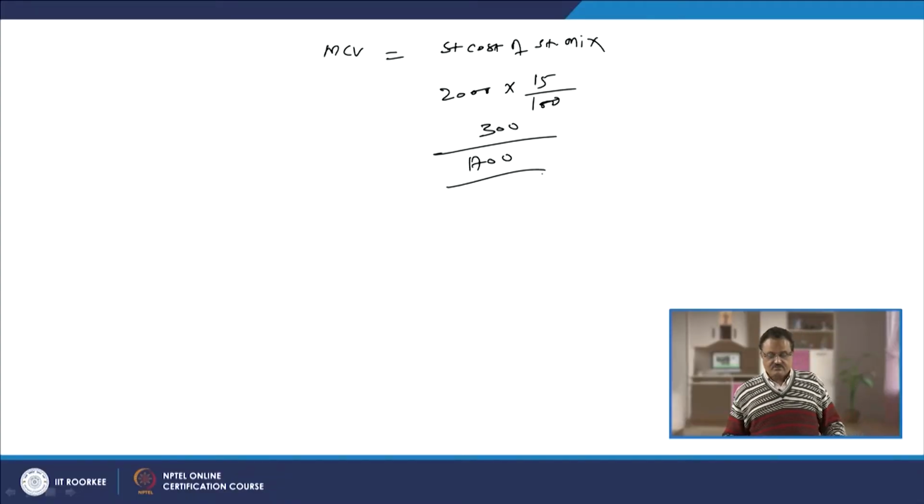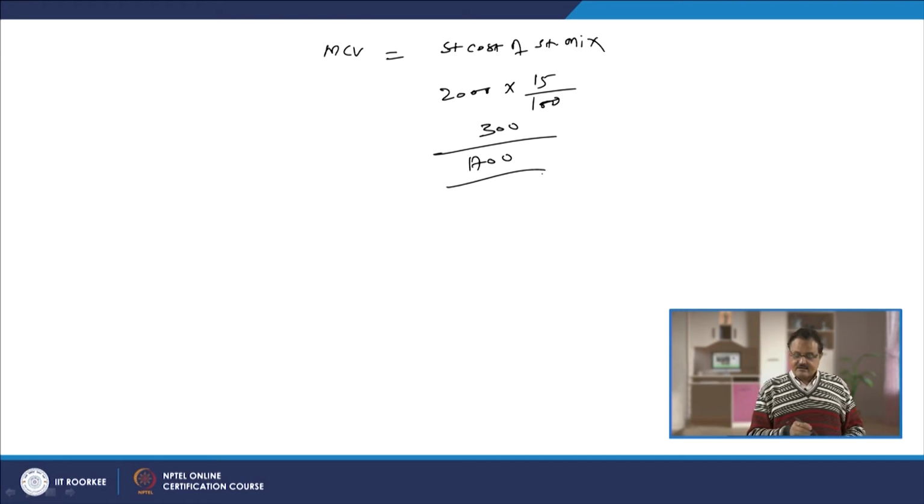Check: 2000 into 15 by 100, where the wastage is 15%, so we take 15 and do not put the percentage sign here. This works out as 300. So this is the wastage. The output is 1700, and you can easily find that the input is 2000 units.